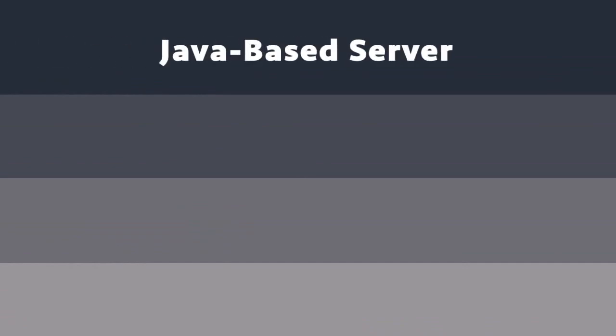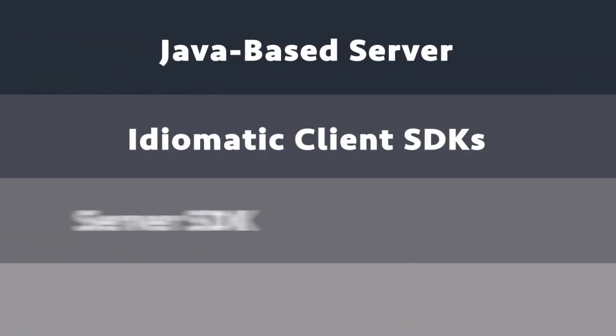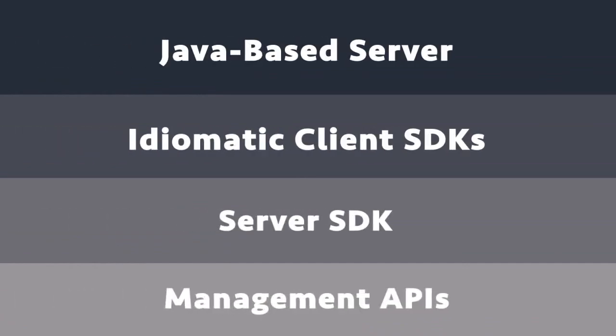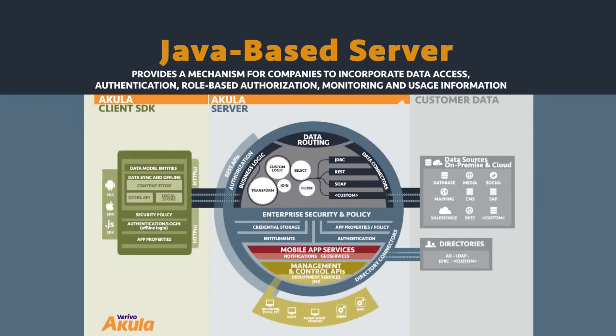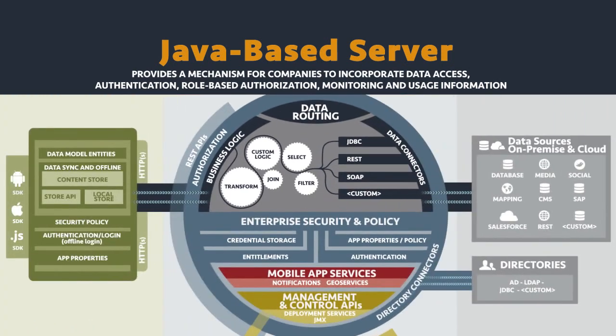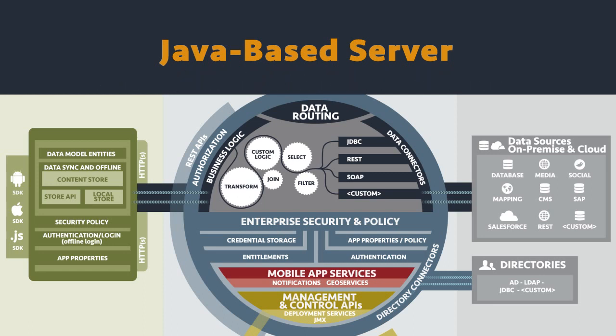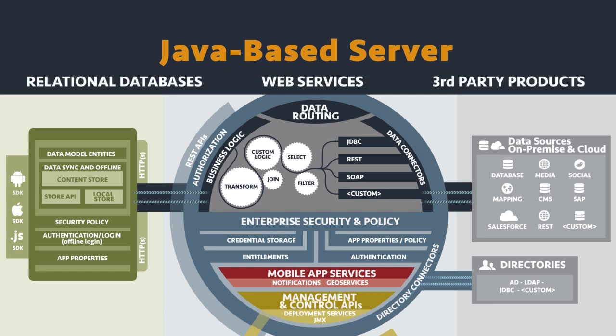Akula consists of four main components: a Java-based server, Idiomatic Client SDKs, a Server SDK, and management APIs. First is the Akula server, which provides a mechanism for companies to incorporate data access, authentication, role-based authorization, and monitoring into their apps. Companies define REST endpoints that expose data from various backend systems like relational databases, web services, even third-party products like Siebel and Salesforce.